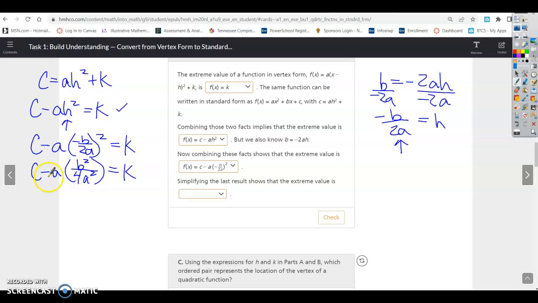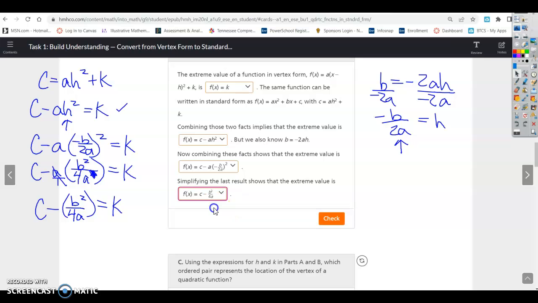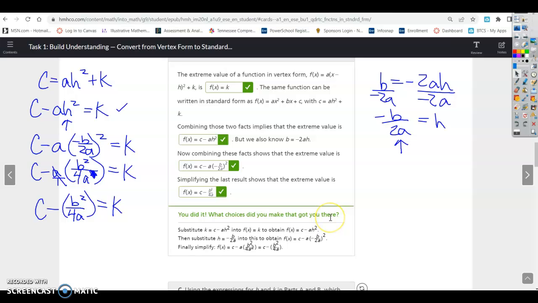Now, this is like negative a, that's like over 1, so the a can cancel with one of these a's, not both of them. So we're going to have c minus, and then just b squared over 4a. And again, that's just using order of operations and simplifying that expression. All right, so we're going to have c minus b squared over 4a.